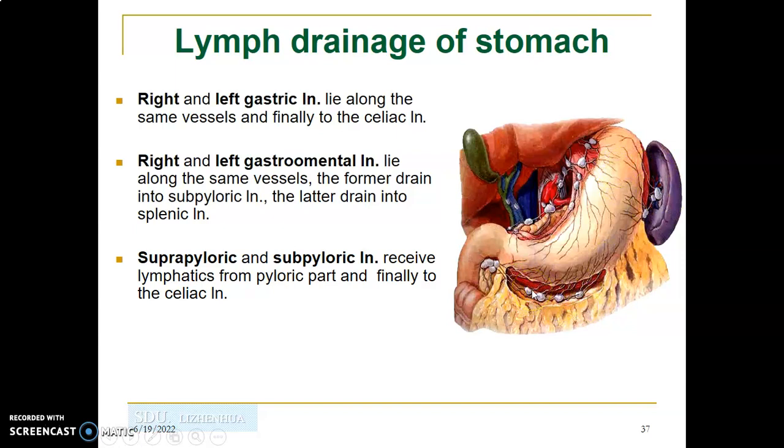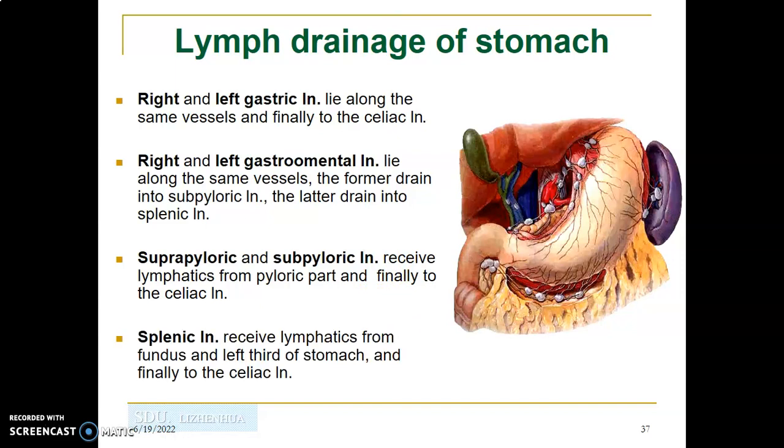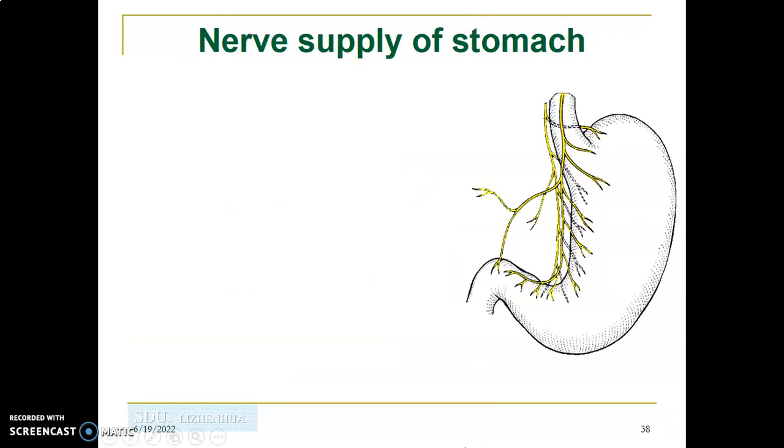Then we have the suprapyloric and subpyloric lymph nodes. So suprapyloric receive lymphatics from the pylorus of the stomach and then drain into celiac nodes. Splenic lymph nodes also drain the stomach, and they mainly drain the fundus of the stomach and the posterior portion of the stomach. Finally, from the splenic nodes, this lymph is also carried to the celiac lymph nodes.